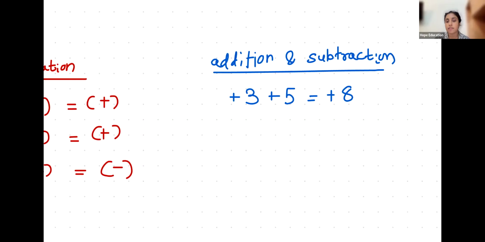Minus 3 minus 5. Both of them have the same sign, so I put the same sign. 3 and 5, I add, I get 8.